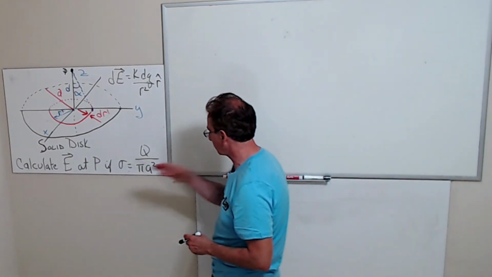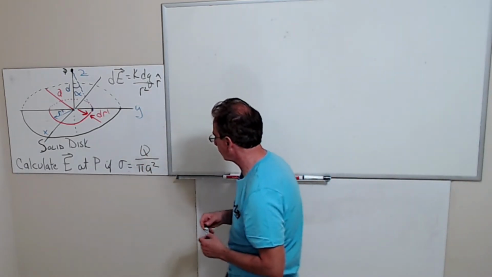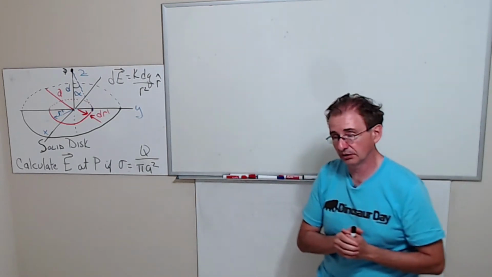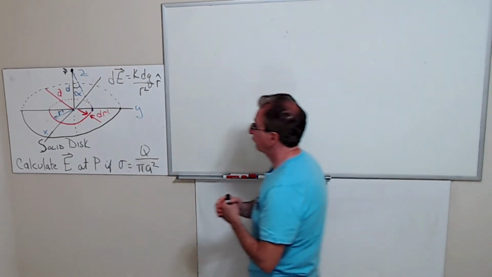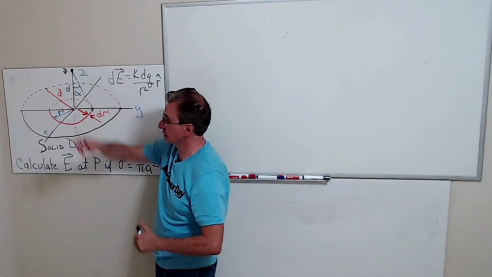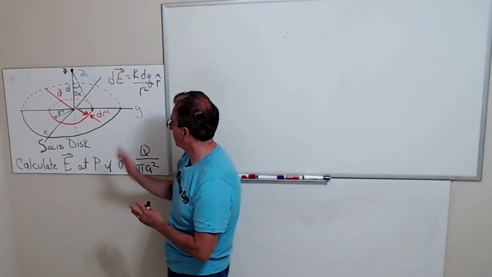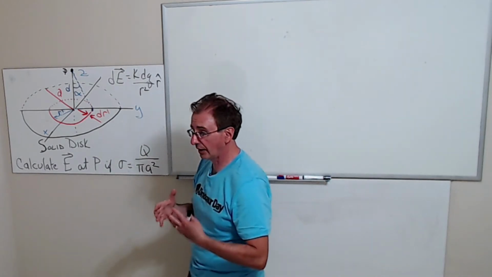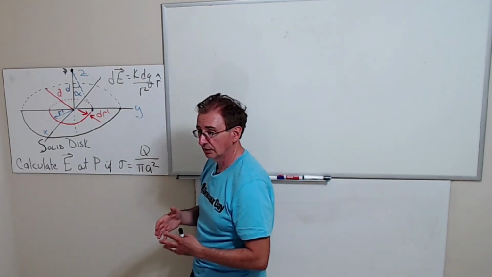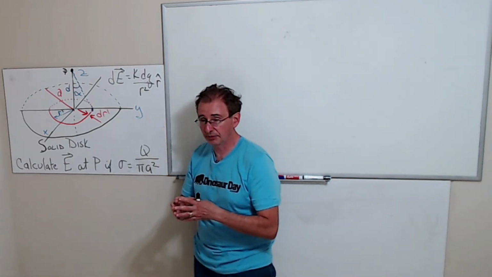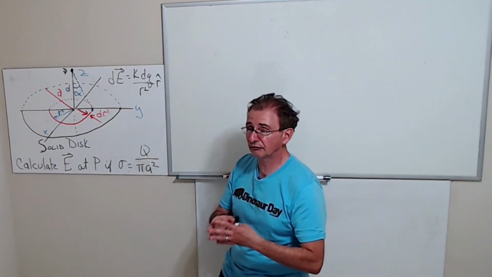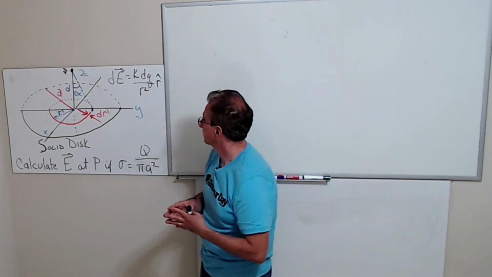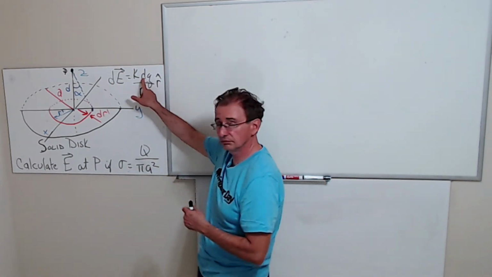We'll call the charge distribution sigma, and its value is q over pi a squared, where a is the radius of the disk. So in order to calculate the electric field at this point, I have to break up this disk into small elements of charge. The elements of charge have to be sufficiently small so that the electric field has the same value over that element. So I need to break it up into a dq.